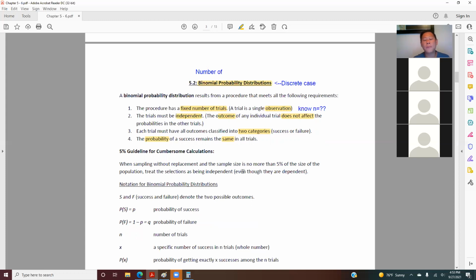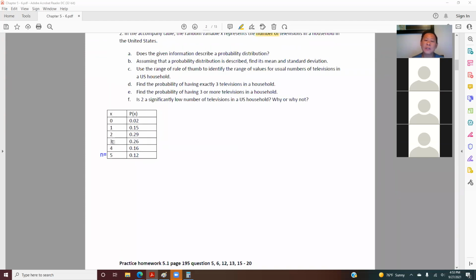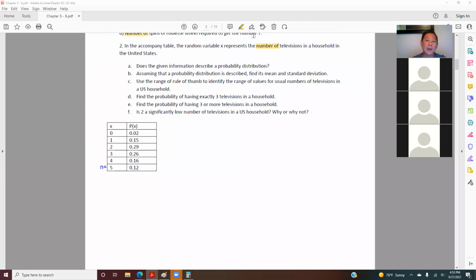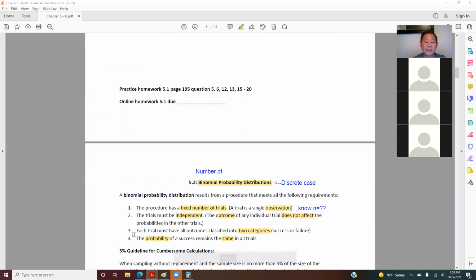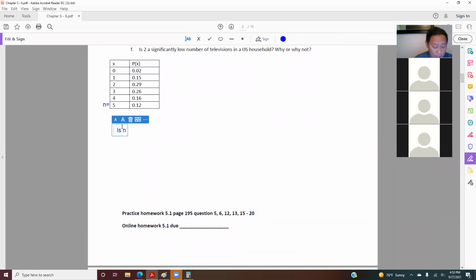Okay, so these are the 4 requirements for the binomial probability distribution. And if one of these does not work, it's no longer called a binomial probability distribution. For example, if you remember the number of TVs that we have here, the one where we ask how many TVs you have in the household, this is not a binomial case. And the reason why this is not a binomial case is because it fails number 3. So the example that we have here is not a binomial distribution because it fails the 3rd requirement.